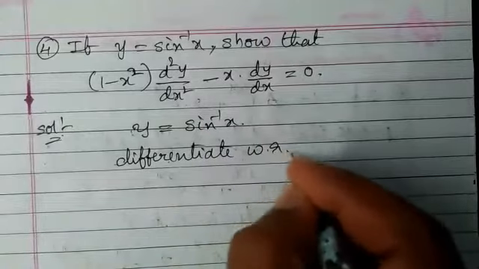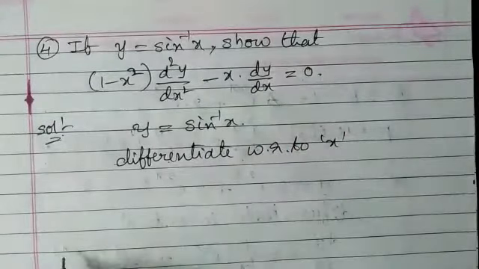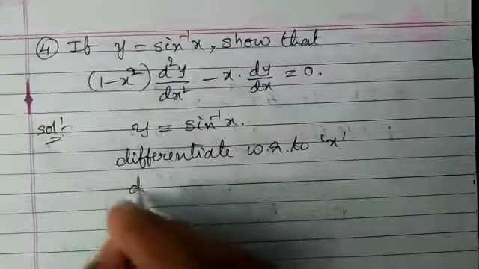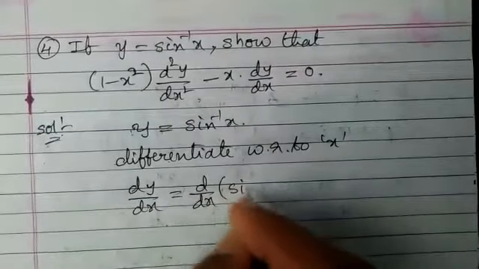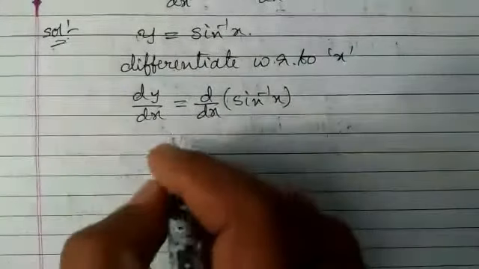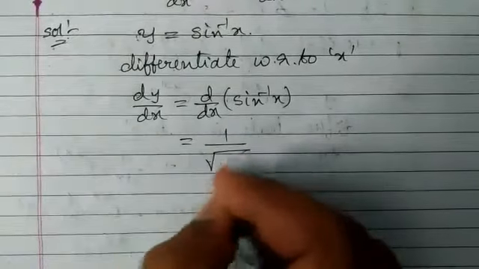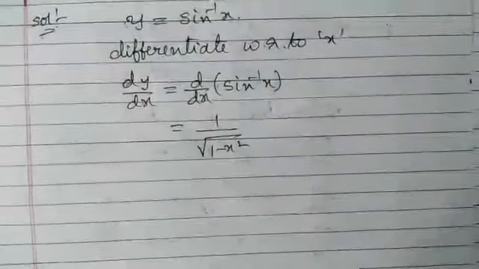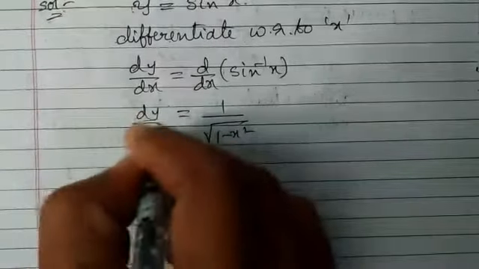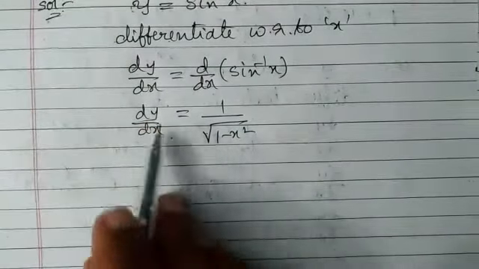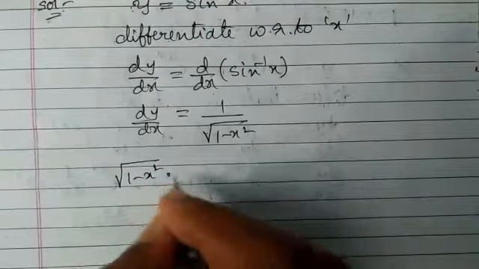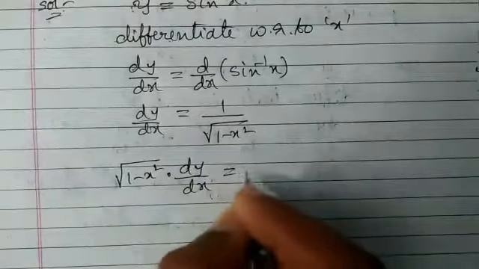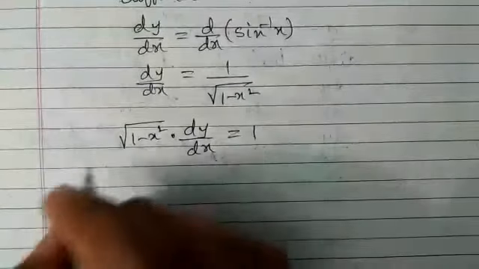Differentiate with respect to x. dy by dx is equal to d by dx of sine inverse x. Already we learned d by dx of sine inverse x. What is that? 1 by square root of 1 minus x square, and this is dy by dx. Take the cross multiplication. Cross multiplication means square root of 1 minus x square into dy by dx is equal to 1.